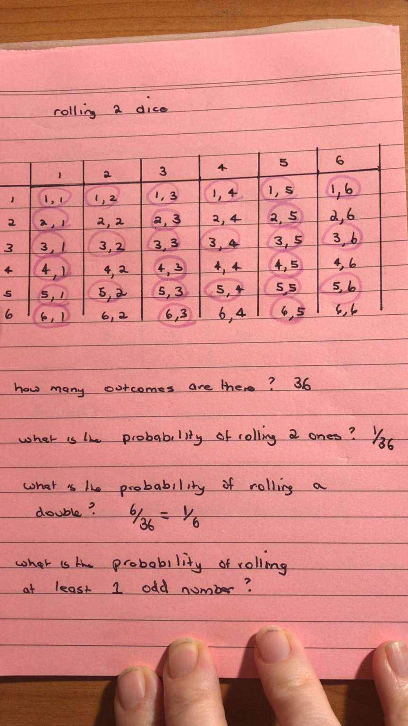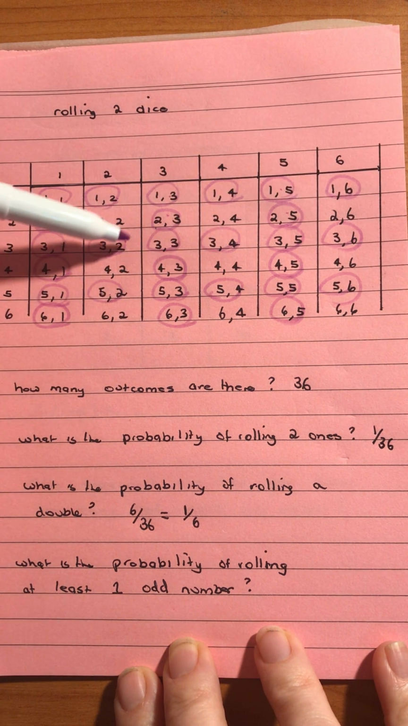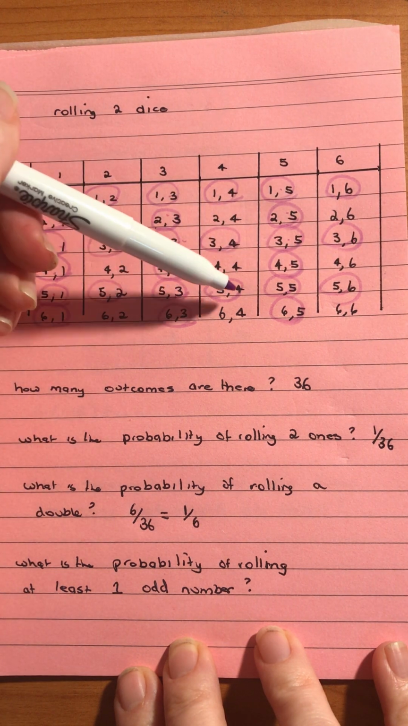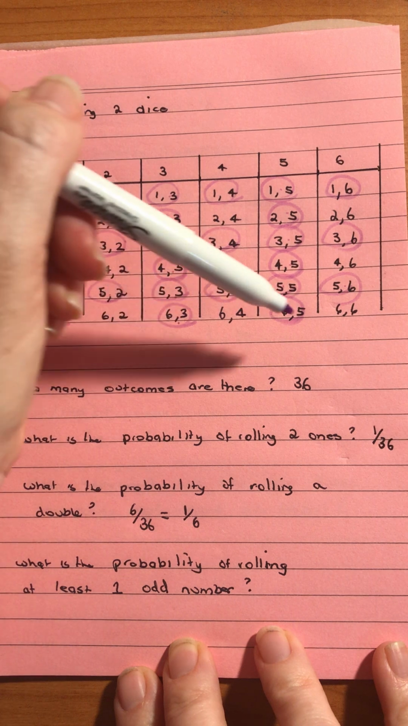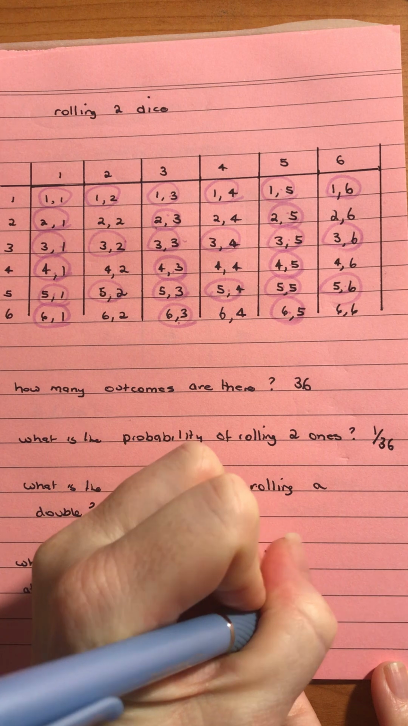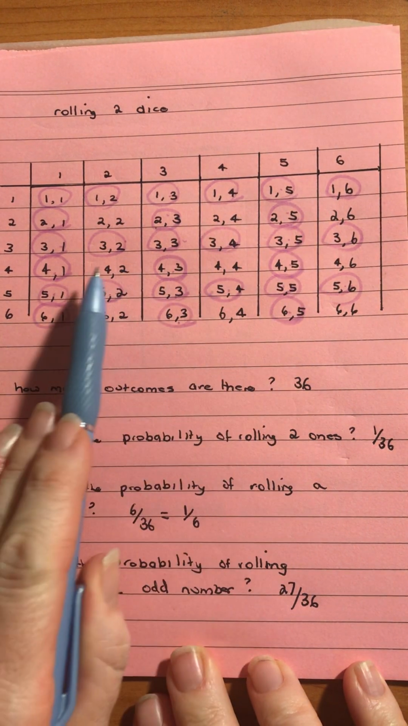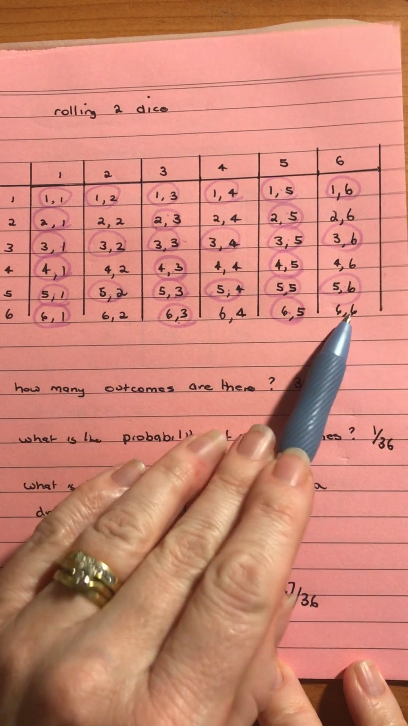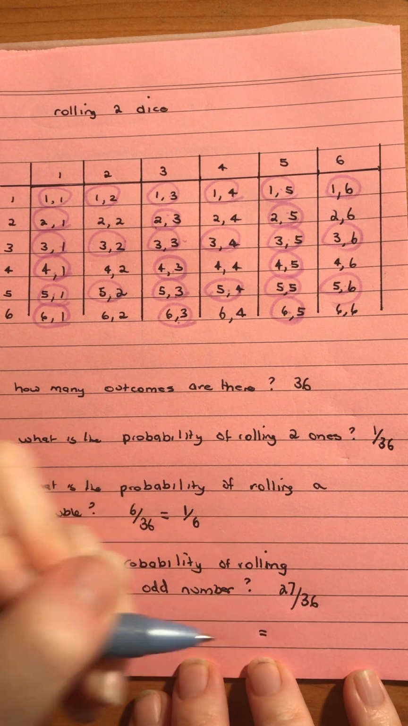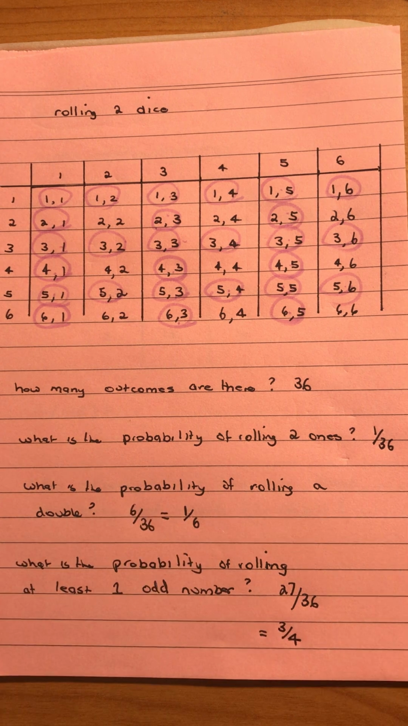Then we just need to add up how many we've got there. So we've got 1, 2, 3, 4, 5, 6, 7, 8, 9, 10, 11, 12, 13, 14, 15, 16, 17, 18, 19, 20, 21, 22, 23, 24, 25, 26, 27. So we've got 27 out of 36. Another option would have been to count the ones that are left over, 1, 2, 3, 4, 5, 6, 7, 8, 9, and take that away from 36, which would give you 27 over 36. We still need to simplify that down, so they both divide by 9, which gives us 3 over 4.